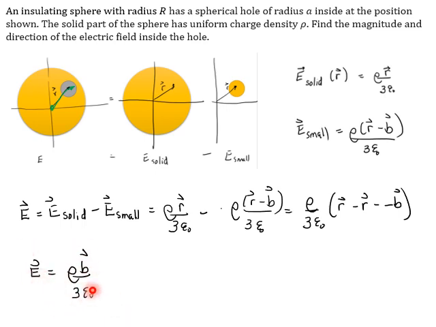What's super interesting about this result is that the electric field in this cavity is actually a constant. It depends on rho, charge density, that's constant, b, the position vector to the center, divided by 3 epsilon naught. So that's kind of a neat result. So our electric field inside that cavity is a constant.